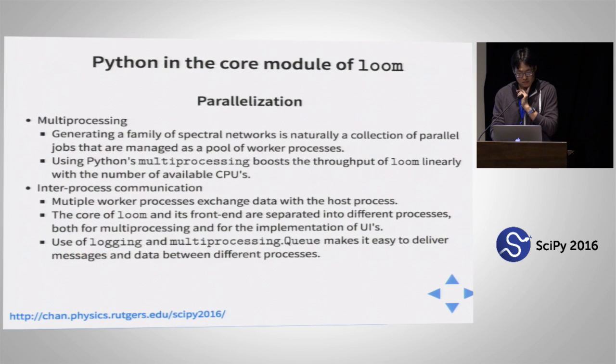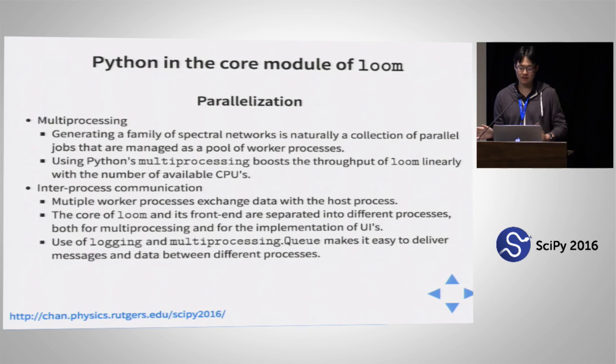Then, generating a family of spectral networks for different values of theta is naturally a collection of parallel jobs that can be managed as a pool of worker processes. And this was also quite easy using Python's multiprocessing module. Because generating networks is the core part of the program, and this was done in a parallel way, it was possible to boost the throughput of Loom linearly with the number of available CPUs.